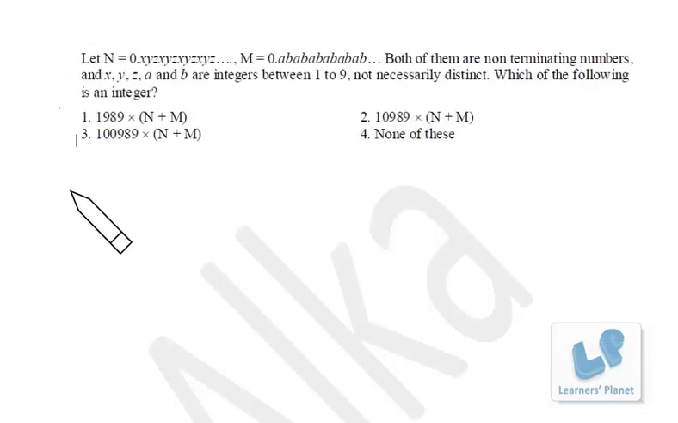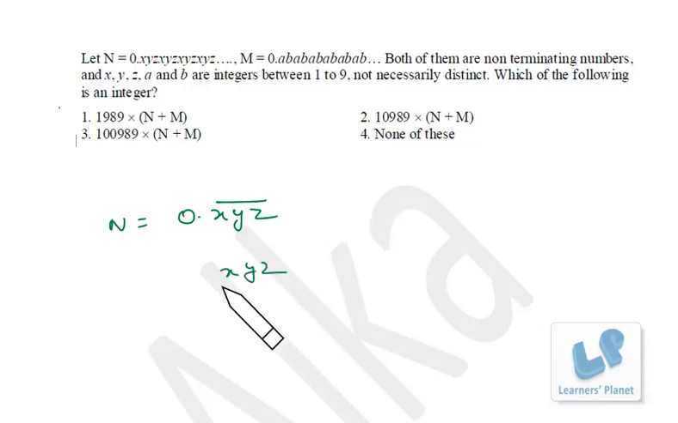Let n is equal to 0.xyz xyz xyz, and m is equal to 0.ab ab ab. Both of them are non-terminating numbers, but definitely rational numbers because the digits are repeating. So precisely n is equal to 0.xyz repeating, that is xyz by 999, and m is equal to ab repeating, that means ab by 99. Which of the following is an integer?